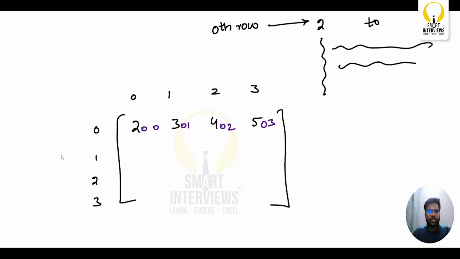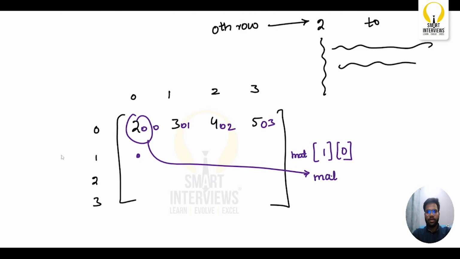How can I fill 1 comma 0? So now we are focusing on filling the value of mat of 1 comma 0. Can I simply say that here the value will be 3? That means 2 plus 1. Now if you are here, how can you access the element of the previous row? Can I say that the value of the index over here will be mat of 0 comma 0?